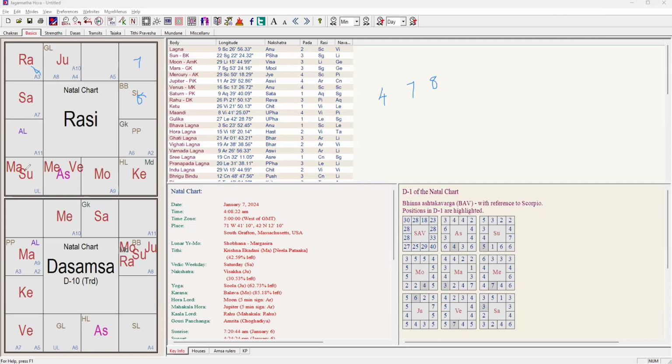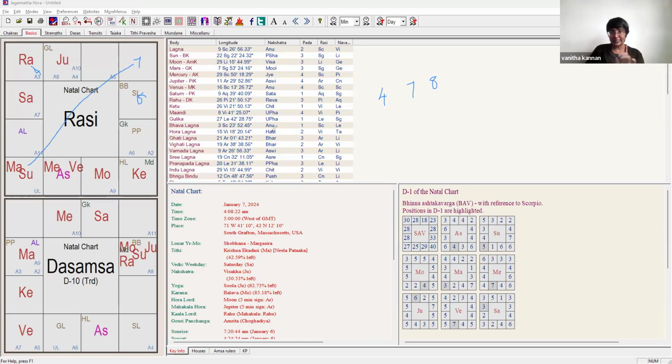Okay. For Mars, 4, 7, 8. So Mars is not aspecting Lagna. Okay, let's move to the Sun. Sun has only one aspect, the 7th one, only a direct aspect. So Sun is also not aspecting Lagna.